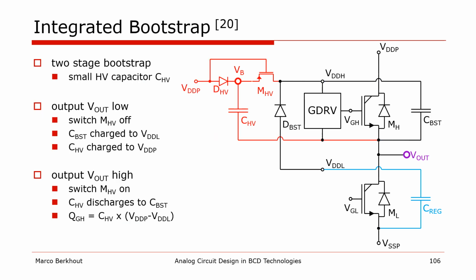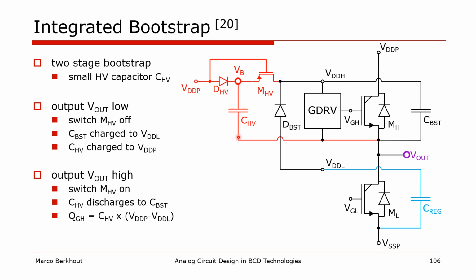Here's another interesting bootstrap variation. As said before, the bootstrap capacitor needs to be large because you want a small voltage drop when the gate charge for the high side power FET is extracted. But if you can allow a larger voltage drop, you can supply the same charge with a much smaller capacitor that can be integrated on chip. This circuit uses a secondary small high voltage bootstrap capacitor CHV.